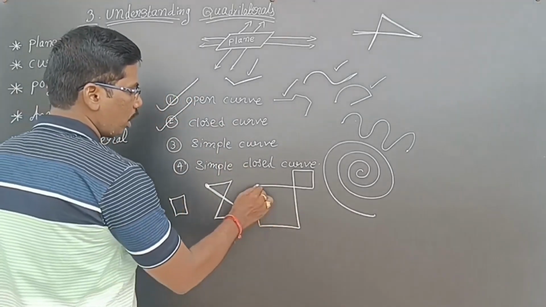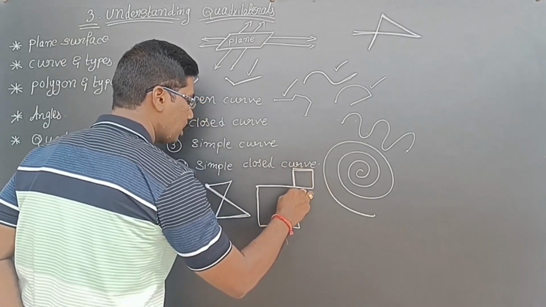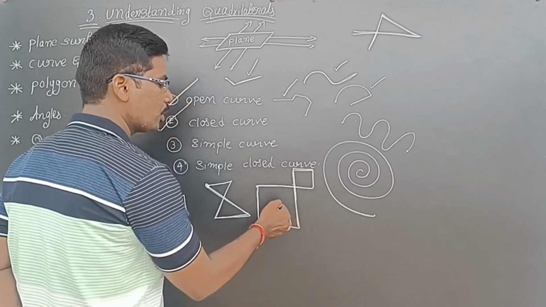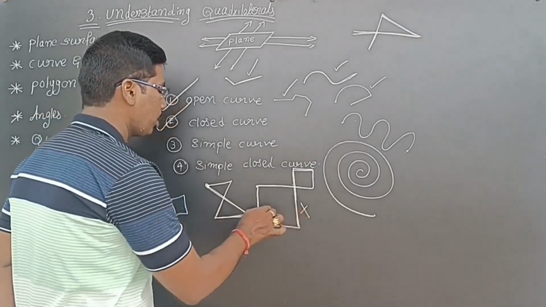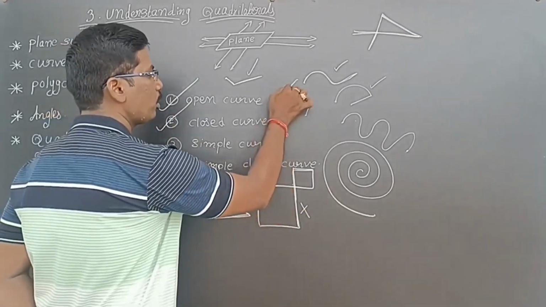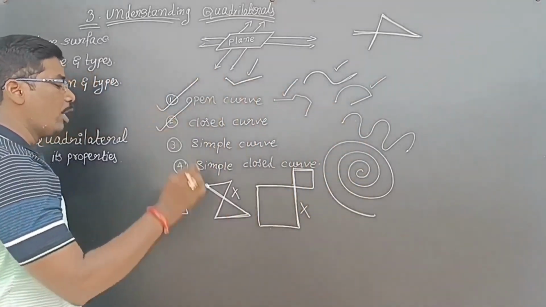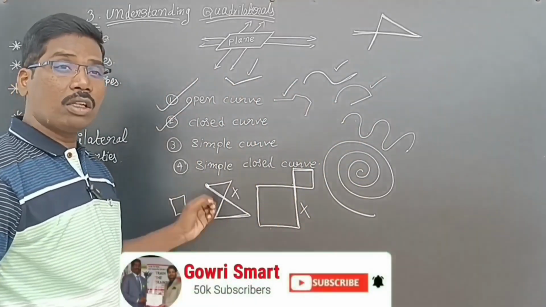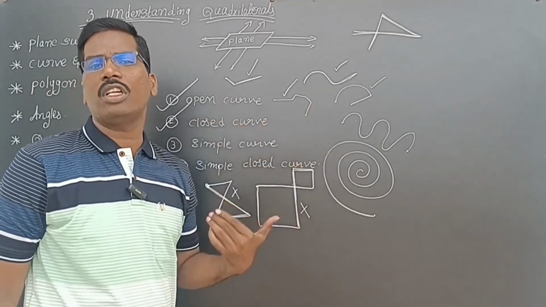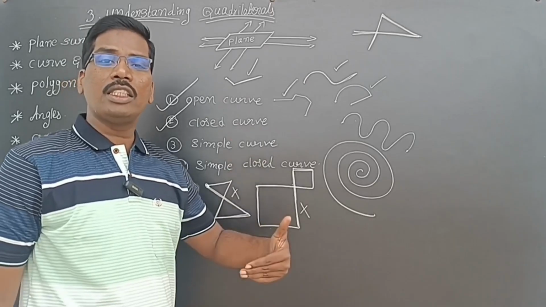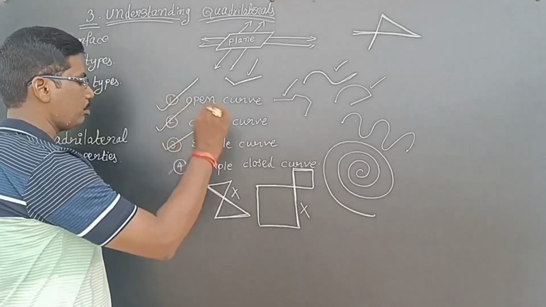For example, in this closed curve, see here, it is crossing itself. So it is not a simple curve. This one is also not a simple curve. So this is a simple curve, this is a simple curve, this is also a simple curve. But these two are not simple curves because they are crossing themselves. It should not touch itself again. If it is touching itself again, then it is not a simple curve.